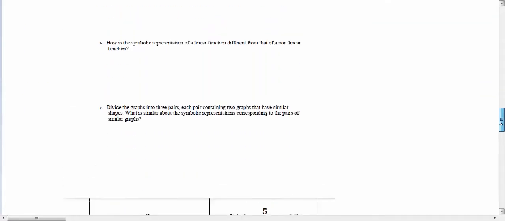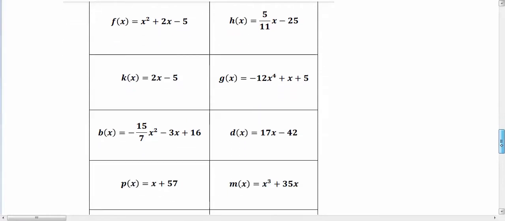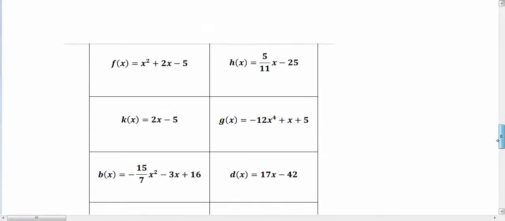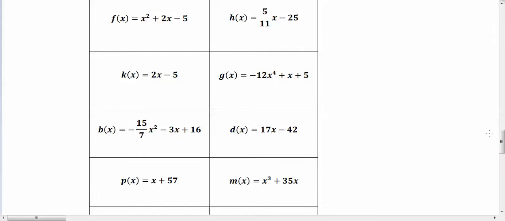Alright, let's talk about this one real quick. Which of these is linear and which of these is nonlinear? Alright, I'll do a couple of them. I would say nonlinear. I would say this is linear. You can tell because of the x to the first power right here. You can tell this is not linear because of the x squared term over here. Also nonlinear.